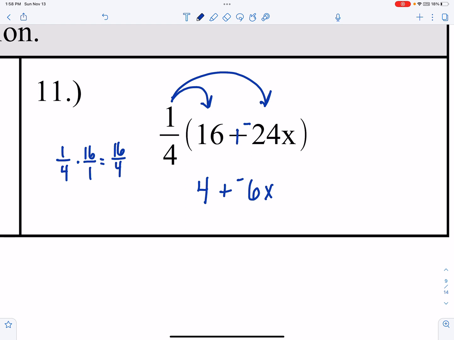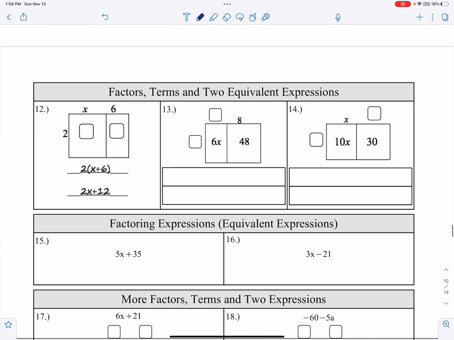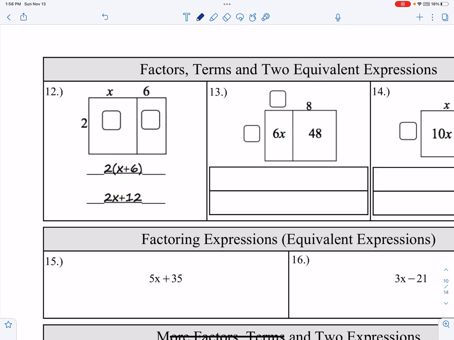Now, you can have that, or you can have the 4 minus 6x, or it is very common to have the variable with coefficient first, and so you have negative 6x plus 4. All those are accurate. Now moving down to number 12, what I want you to see here is some other examples, and then we'll get a little bit more complicated.